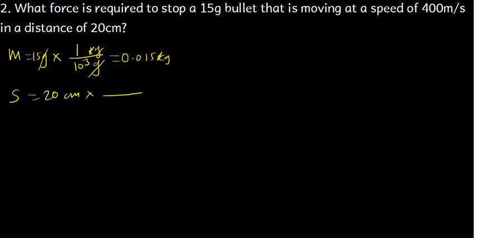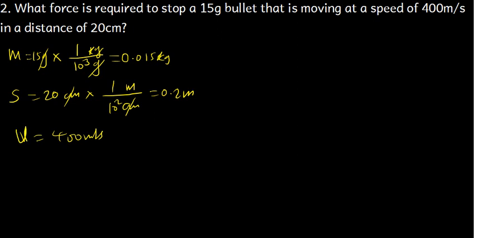A centimeter down, because we have a centimeter on top, and then a meter on top. In 1 meter we know that we have 100 centimeters, so that is going to give us 0.2 meters, because the centimeter and the centimeter are going to cancel out. And then we've been given the velocity as 400 meters per second. Now this is the velocity at which the bullet is moving, so it is u.